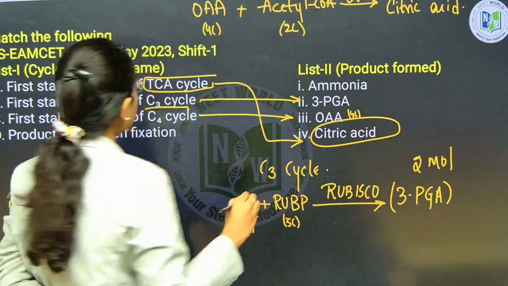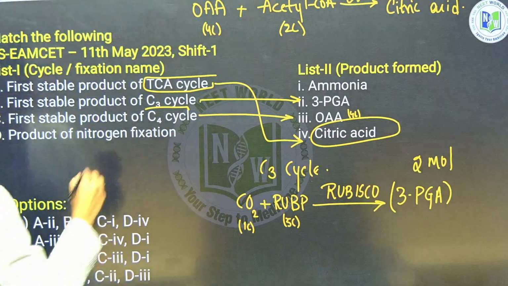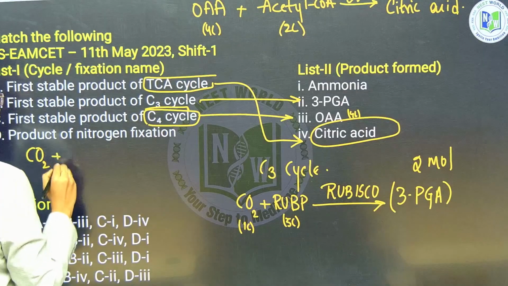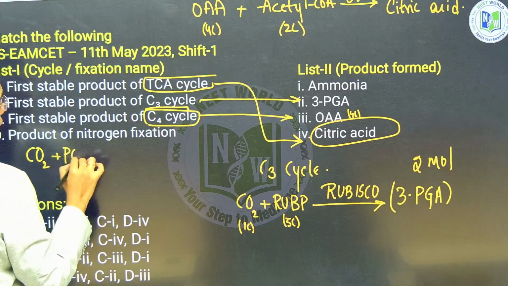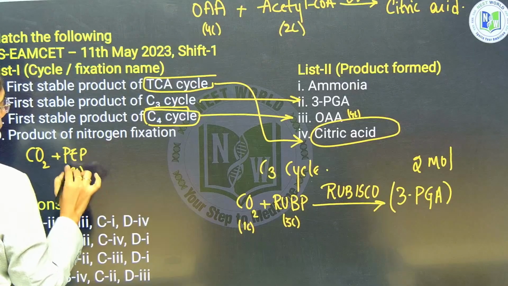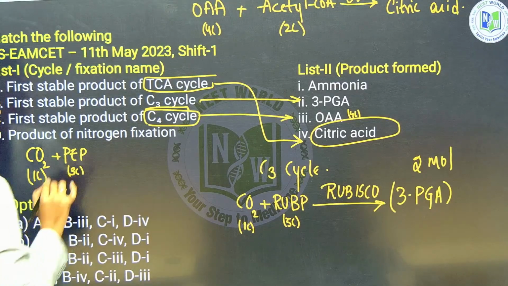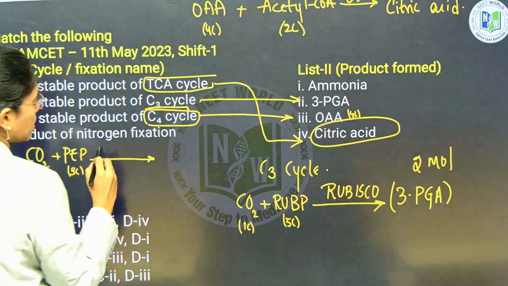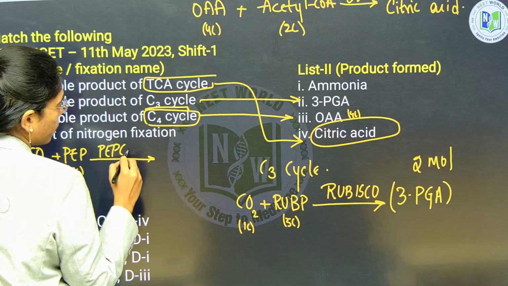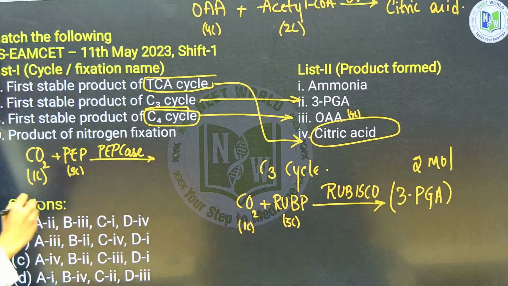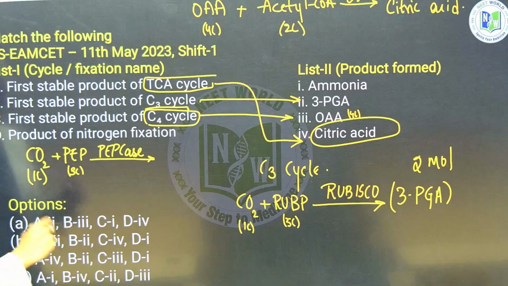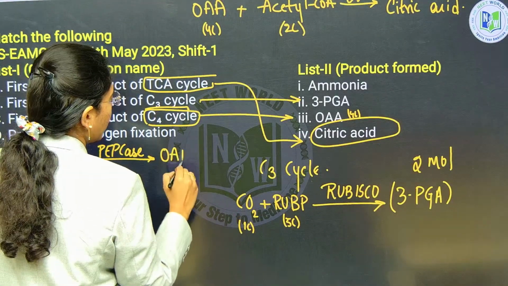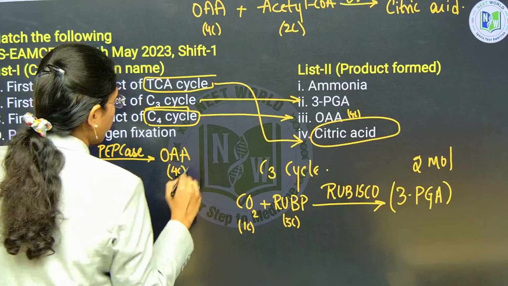The first stable product of the C4 cycle will be oxaloacetic acid, a 4 carbon compound. Let us recall the C4 cycle as well. In the C4 cycle, carbon dioxide, 1 carbon, is accepted by phosphoenol pyruvate, a 3 carbon compound. This is catalyzed by only a carboxylase enzyme, PEPcase, phosphoenol pyruvate carboxylase. Fine, right? And this forms the first stable product, oxaloacetic acid, a 4 carbon compound.